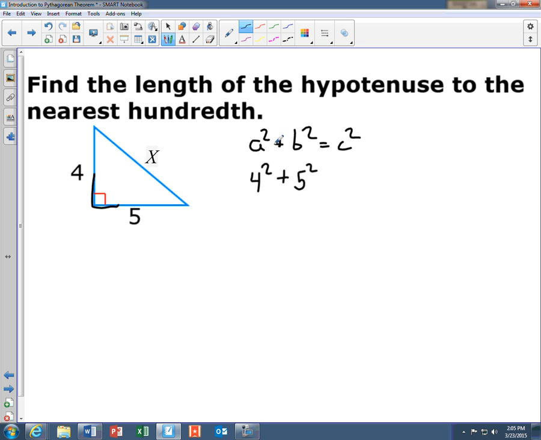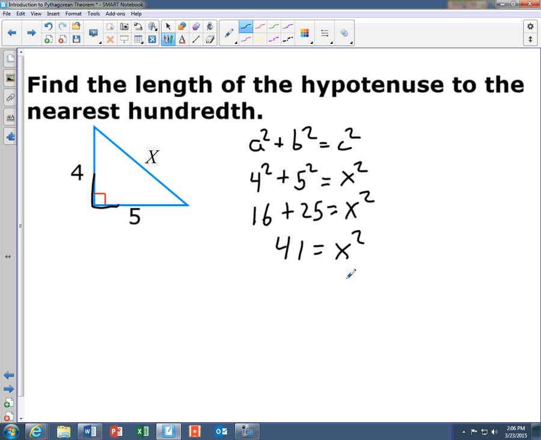Now, like I said before, it doesn't matter which one you put it in for. But c matters. c is always the hypotenuse. It's always that side that doesn't touch the right angle. So I don't know what this is, so I'm just going to put in x squared. And now I simplify this side so I can solve for x. Well, 4 squared is 4 times 4, so that's 16. Plus 5 squared, well, 5 squared is 25, equals x squared. I don't know what that is yet. That's what I'm trying to solve for. Well, I can add those two numbers together. That's pretty easy. 16 plus 25 is 41 equals x squared.